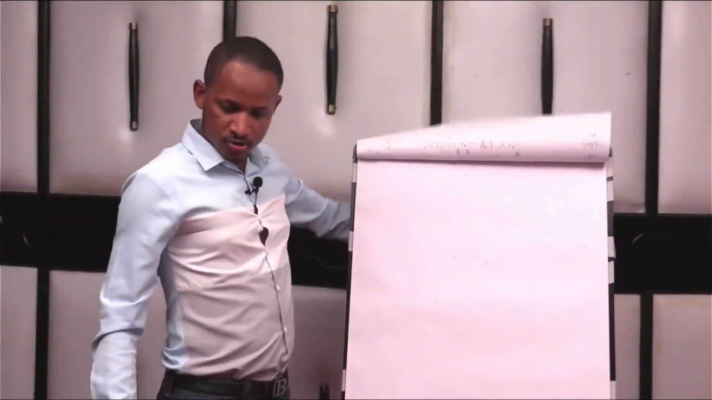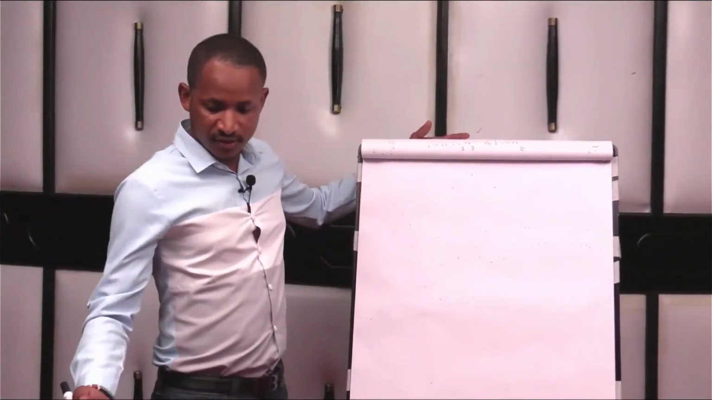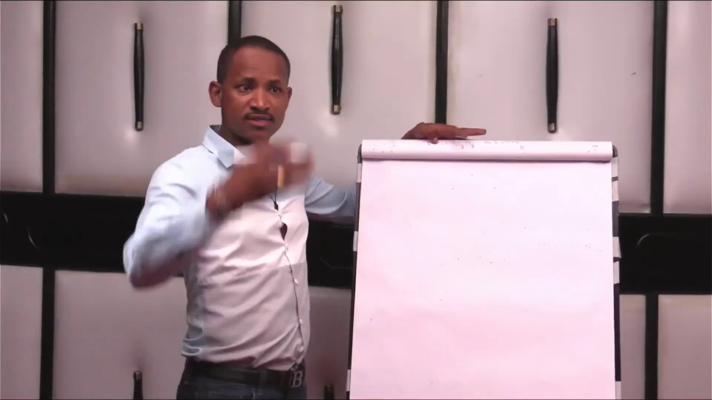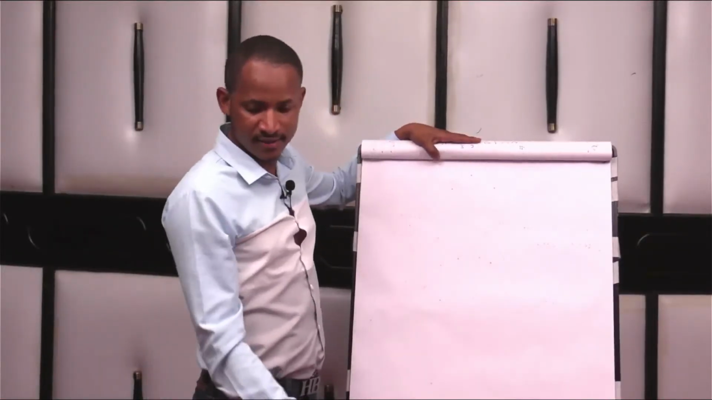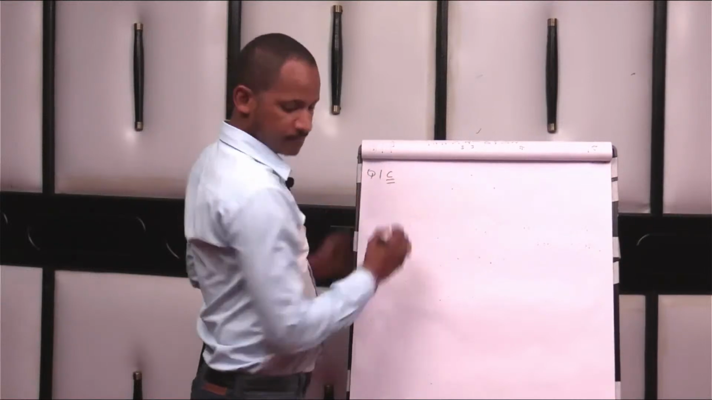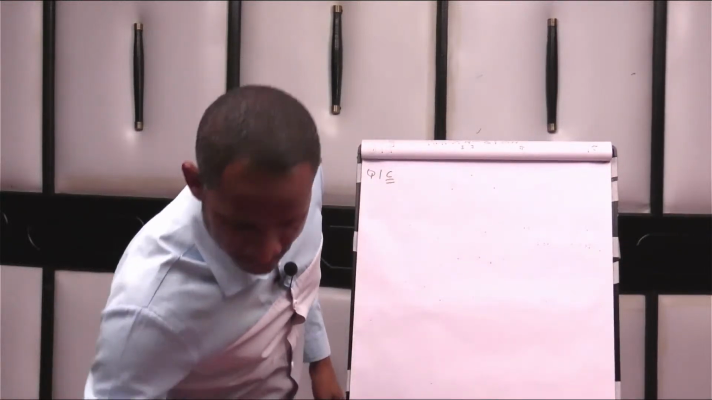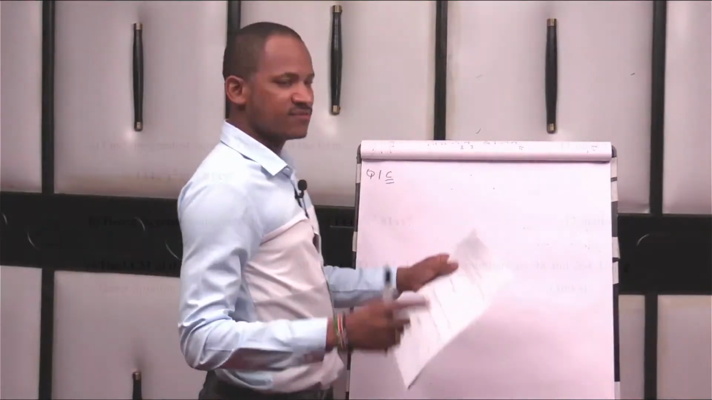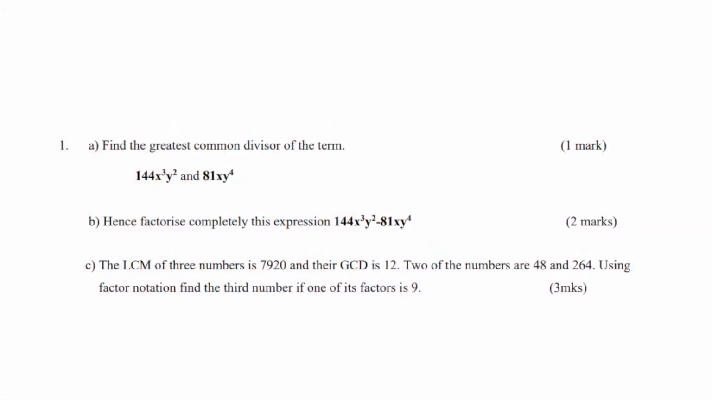Then we go to question 1C. So we've already factorized. To factorize means to simplify further. Then question 1C: the LCM of three numbers. Class, this one I think I can bet that it is going to come. Such a question, even that question 1 is going to come.